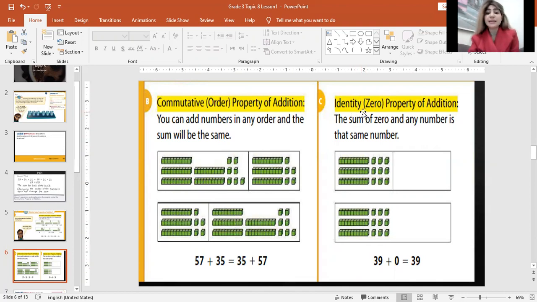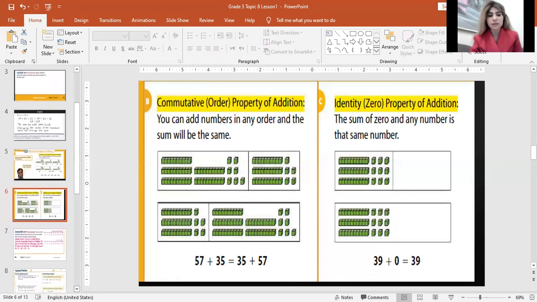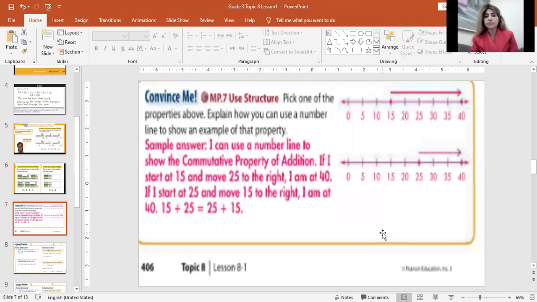Here I have the identity property, zero property of addition. What is identity zero? If I add any number to 0, it will give me the same number. If I have 3 plus 0, it will be 3. 100 plus 0, it is 100. 500 plus 0, it's 500. So these are the 3 properties of addition. That was page 406. Let's go and see here.